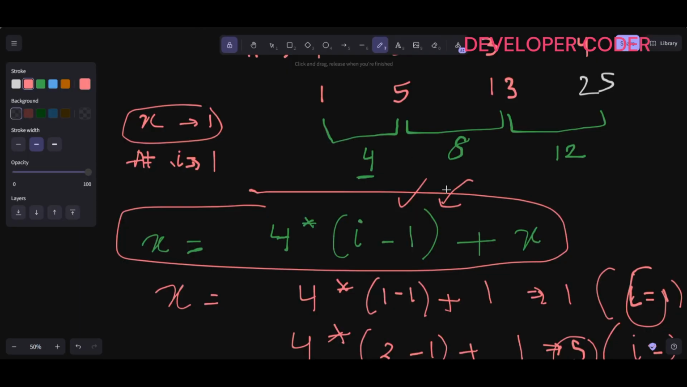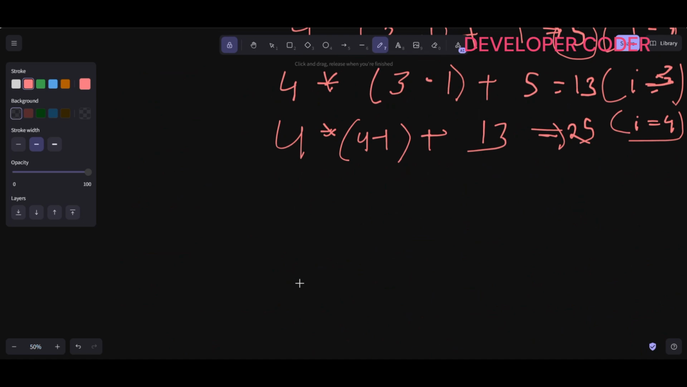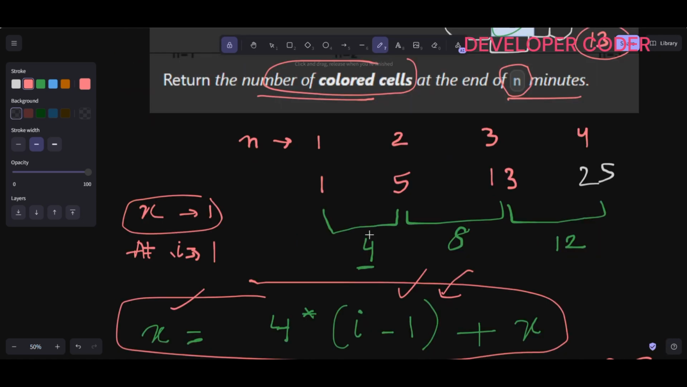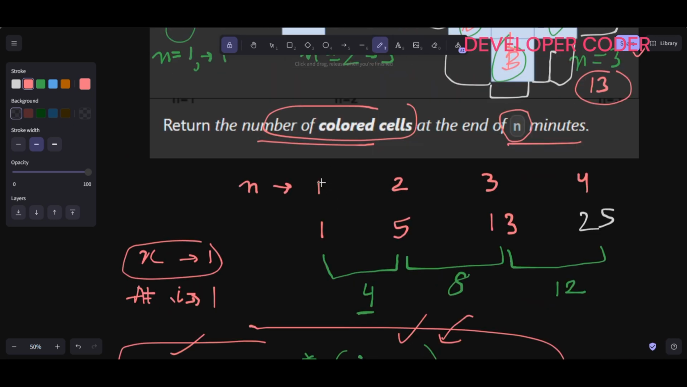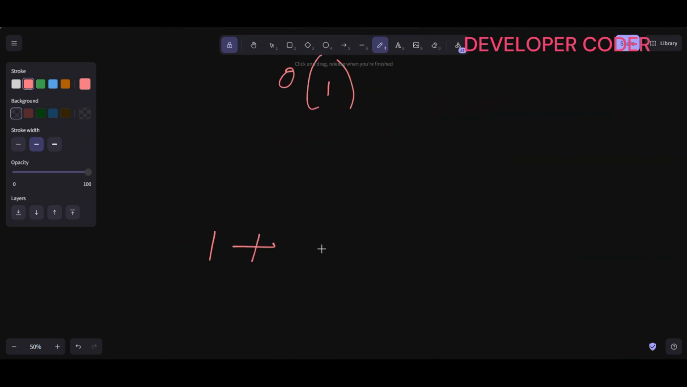Now we have to modify this formula a little bit. I hope that you guys are clear with this formula. Now I'm going to solve this problem in O of 1 time complexity. If you notice, initially I have this value 1 for 1 minute. Then in the next minute I am adding 4 to this one and I am getting 5. Then I am adding 8 to this 5 and I am getting 13. After that I am adding 12 to this 13 and I am getting output as 25. If you notice, there is one pattern here.